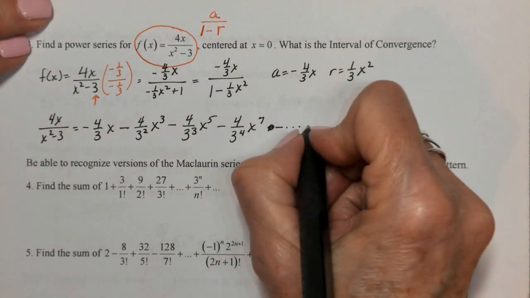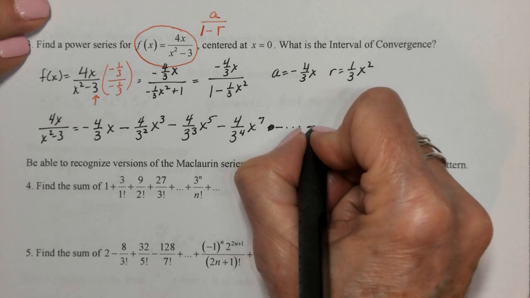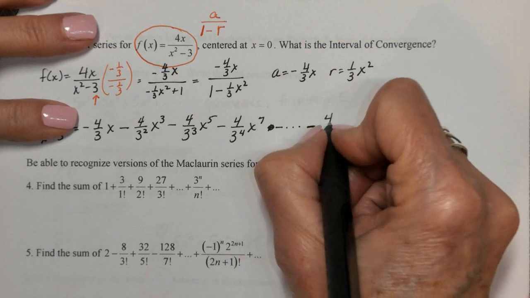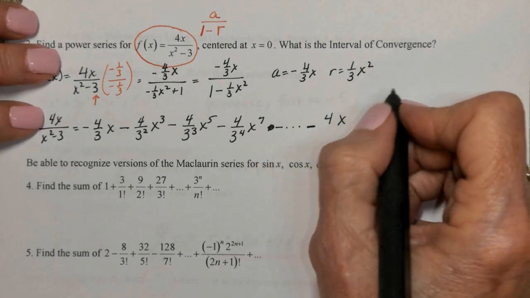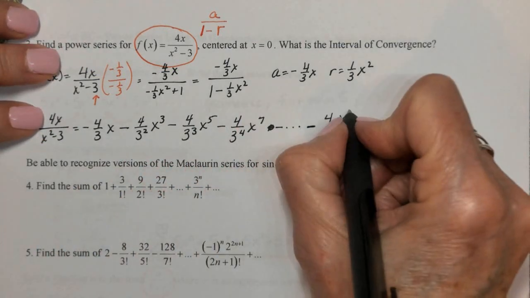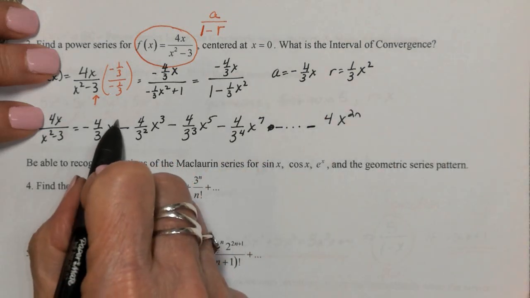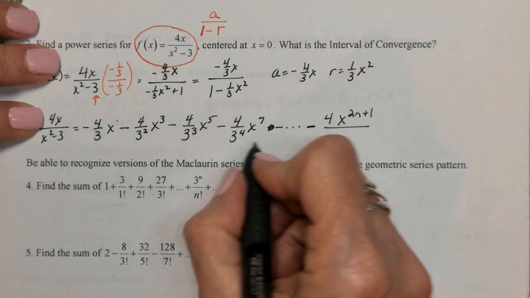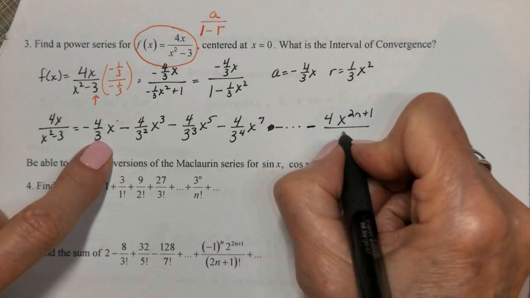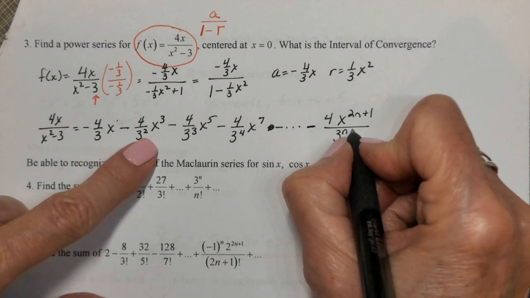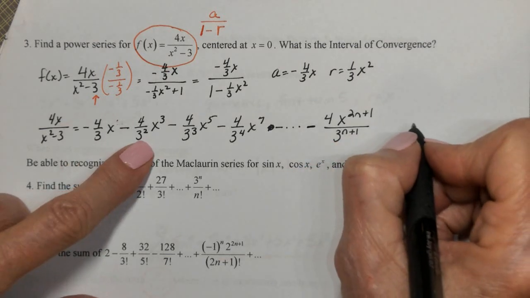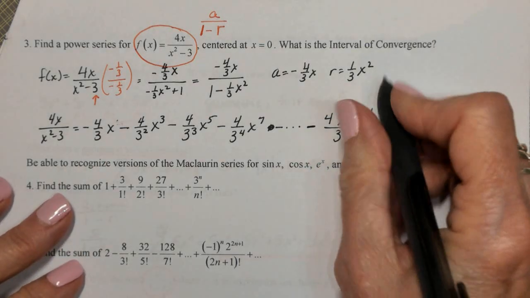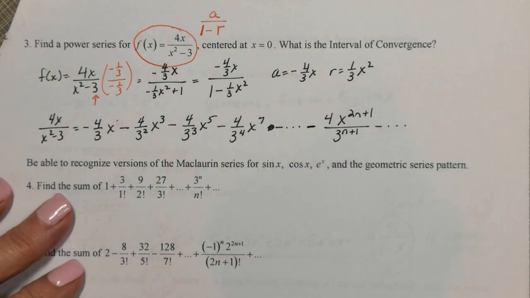I guess we could write our general term, minus, if I put a minus there, it takes care of all the negatives. 4 on top, x to the powers are differing by 2, so 2n. I'm starting with a 1, so plus 1, divided by, I'm starting with a 3, so n plus 1 will do it. That would be me starting n at 0. There are other ways to write that, but that works.